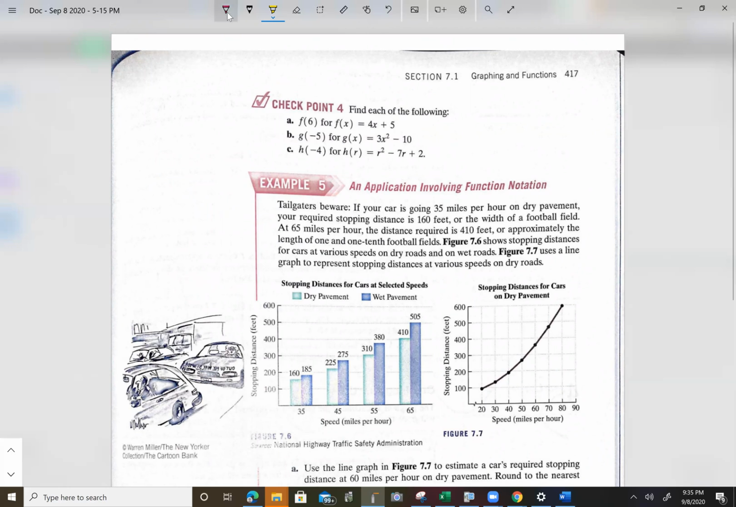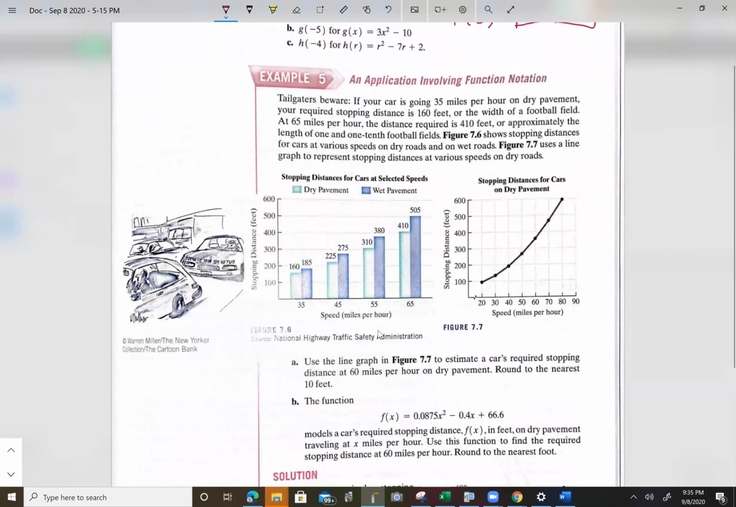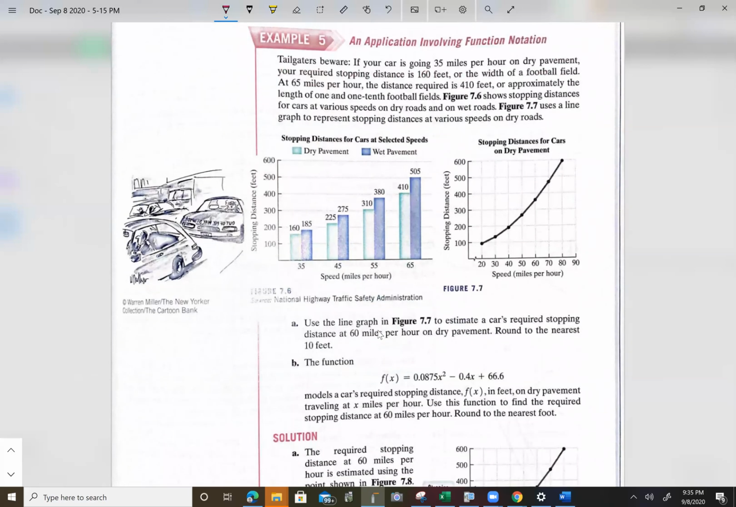started on A, but what this means is f, this is for a, f of 6 is equal to 4 times 6 plus 5. And you should be able to just enter this into your calculator to find your output. All right, an application involving function notation.